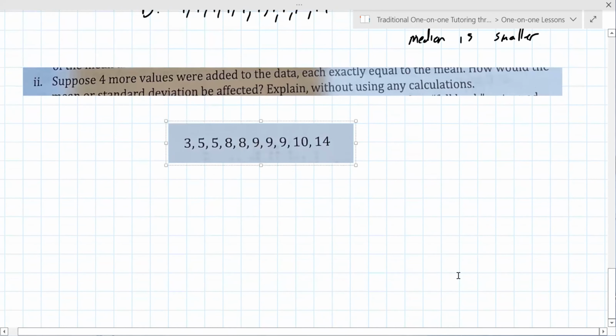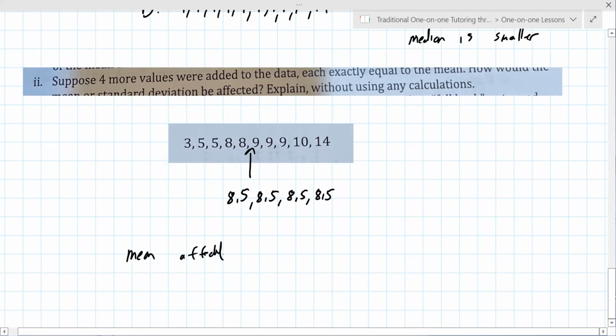All right. Suppose 4 more values were added to the data, each exactly equal to the mean. So that means we're adding in 8.5, 8.5, 8.5, and 8.5. Okay. So the first question says, how would this affect the mean? How is the mean affected?